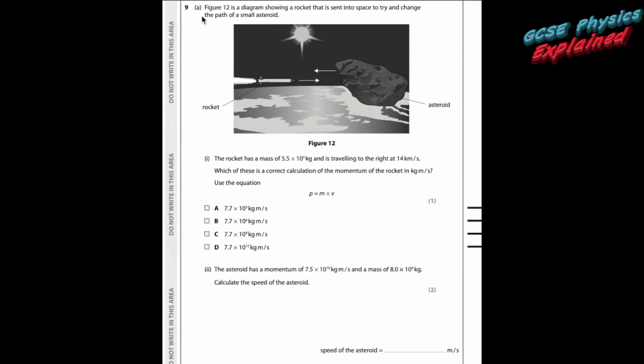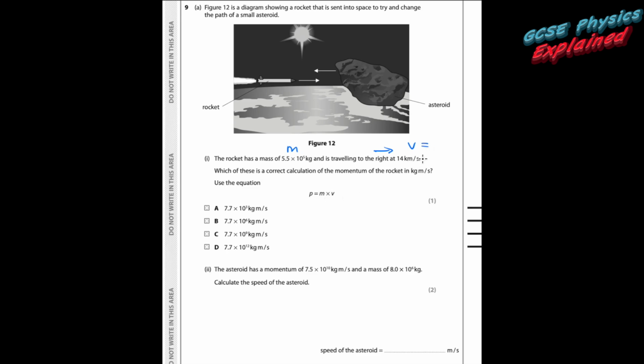Question 9, Part A. Figure 12 is a diagram showing a rocket that is sent into space to try and change the path of a small asteroid. Part 1. The rocket has a mass of 5.5 times 10 to the 5 kilograms and is travelling to the right at 14 kilometers per second. Which of these is a correct calculation of the momentum of the rocket in kilograms meters per second? Use the equation momentum equals mass times by velocity.